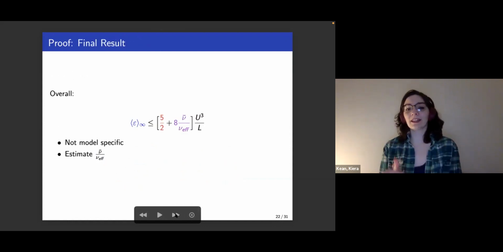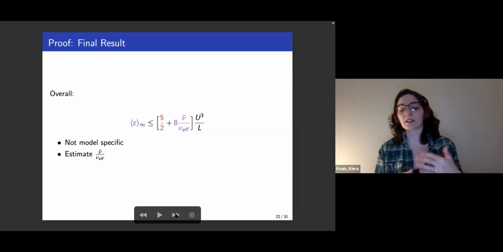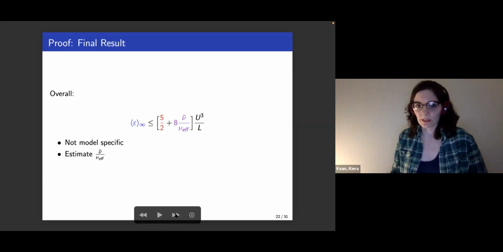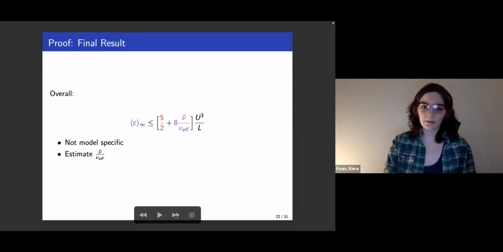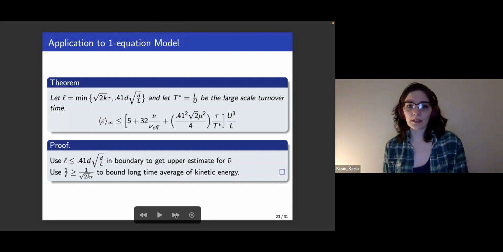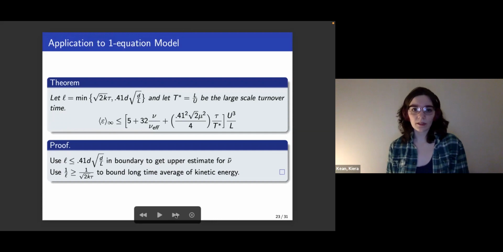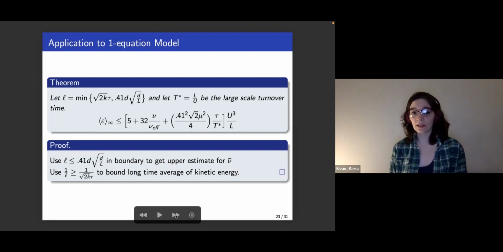So kind of putting it all together, we have the result stated before. Again, this is not model specific, and for any model, if you want to see if it will over dissipate, you look to estimate nu bar over nu effective. Returning to our model, we defined T star as a large eddy turnover time, and consider our choice of L.